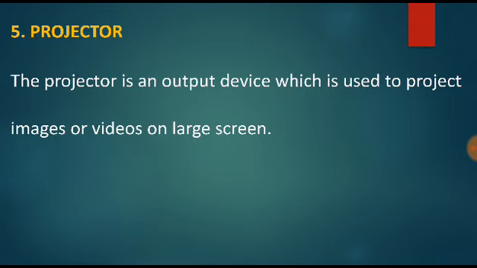The next one, we have the projector. This device is mostly seen at conference centers, churches, and so on. The main function of this device is to project images or videos onto a large screen. So the projector is also an output device used to project images or videos onto a large screen. When you go to cinemas, this type of device is used in watching movies and so on.